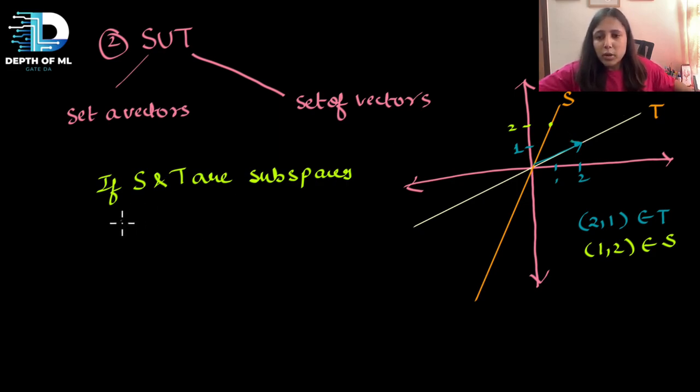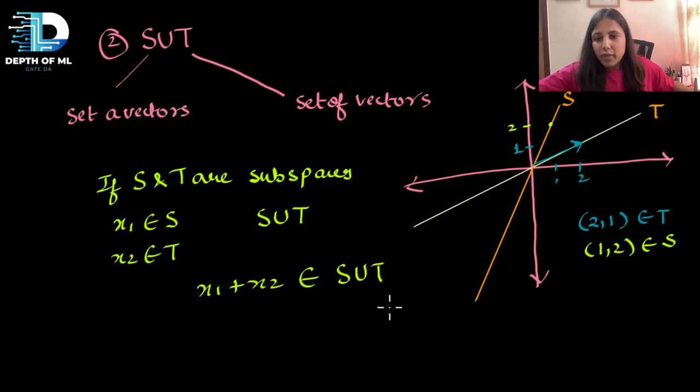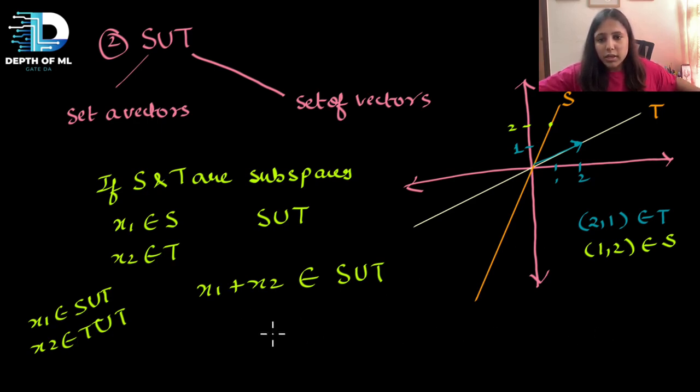Then x1 belongs to S and x2 belongs to T, so both belong to S union T, right? So x1 plus x2 should also belong to S union T, because x1 belongs to S and x2 belongs to T, or you can say that it belongs to S union T or T union S, and hence their addition should belong. Now what is the addition of this? If I add this up, I'll get a vector 3 3. 2 1 plus 1 2, right? So that is equal to 3 3.